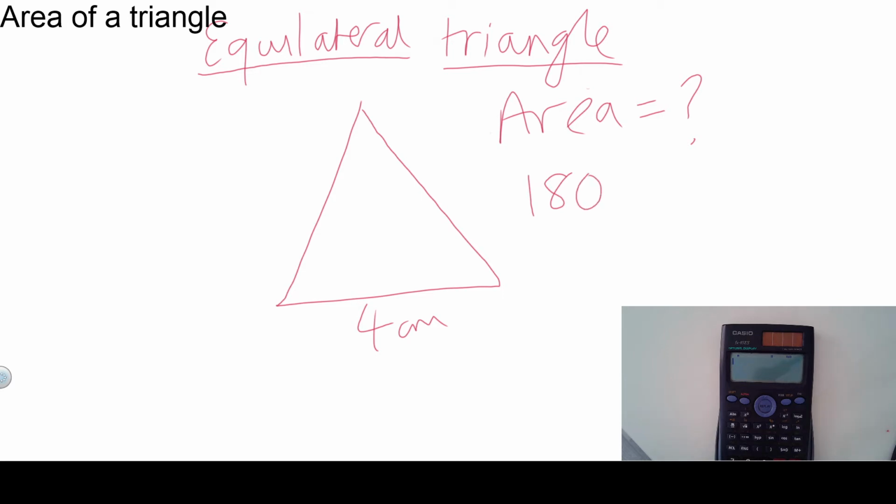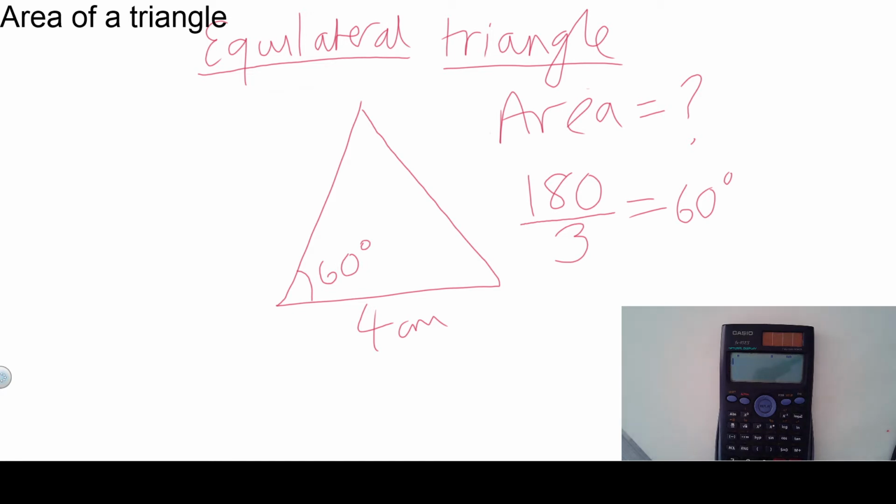And because it's an equilateral triangle, meaning all three angles are the same, I can do 180 divided by 3, because there are 3 equal angles. That'll give me 60 degrees. So each angle is worth 60 degrees, but I'm only going to label one of those because that's what I need for the formula.